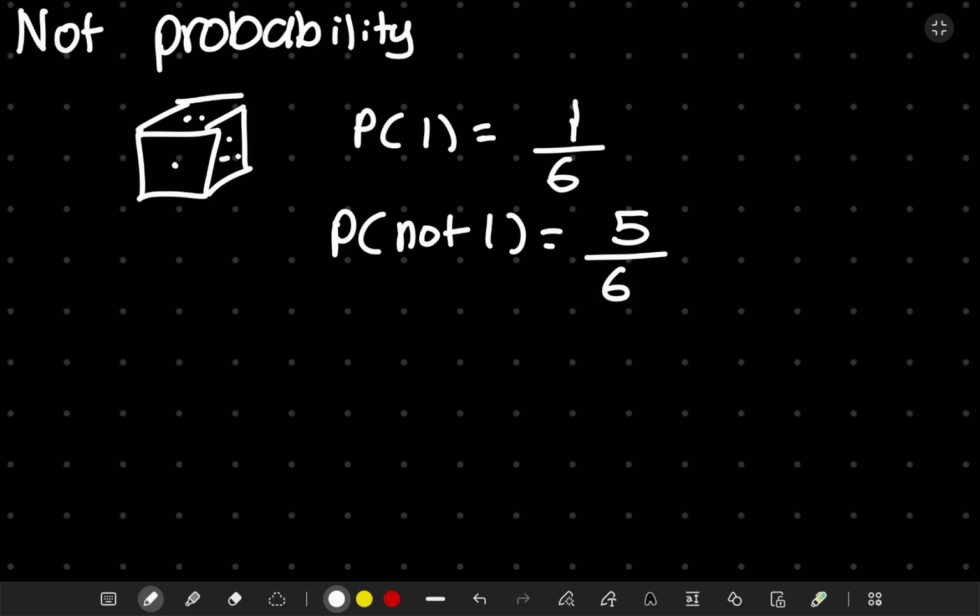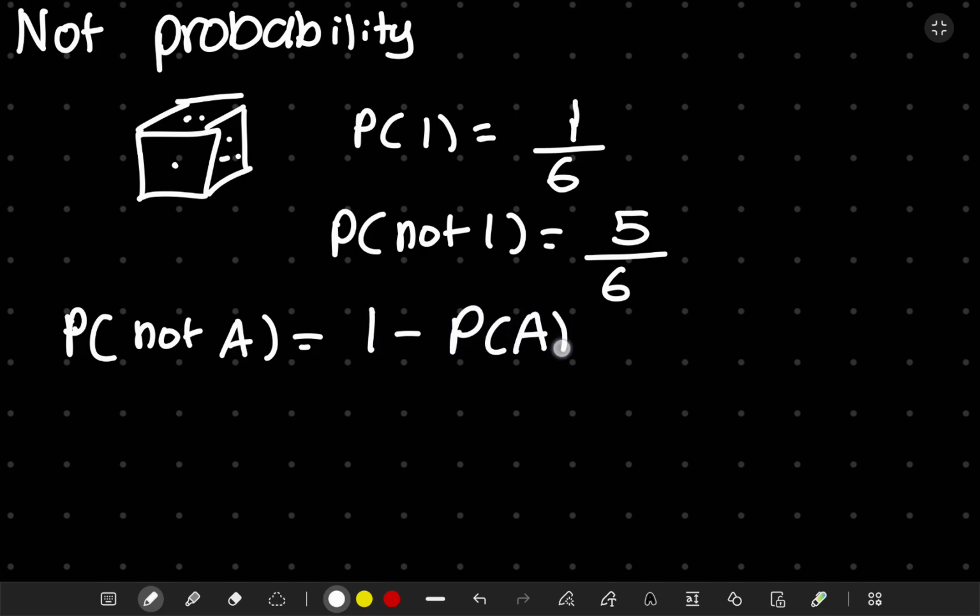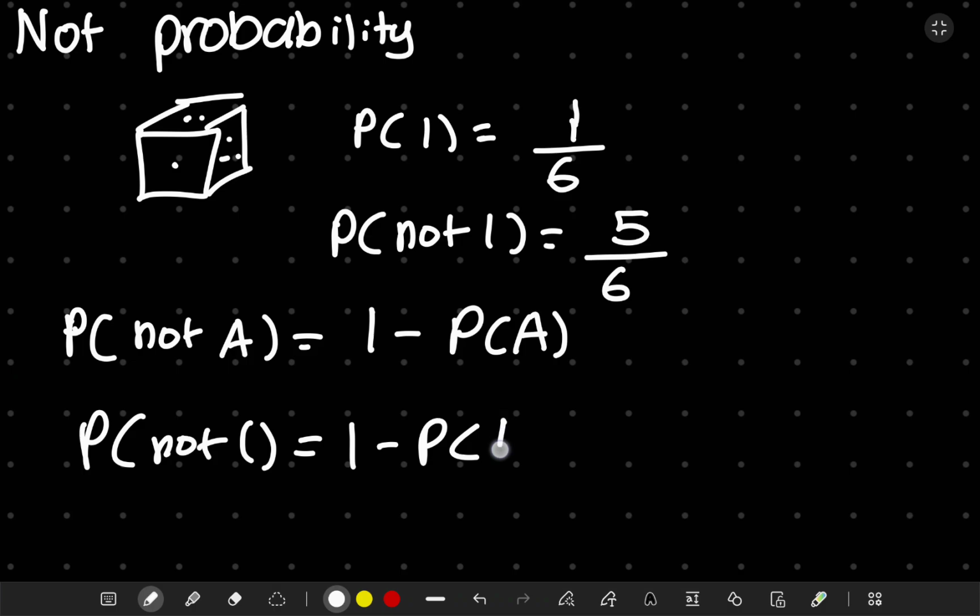This whole idea of not is really simple, actually. Let me just define it for you. The probability of not A, whatever the event is, is 1 minus the probability of A. We can see that in this example. The probability of not 1 is 1 minus the probability of 1, so I can just do 1 minus 1 out of 6, giving me 5 out of 6. Okay, that's cool and all, and it's honestly really simple to think of at first.